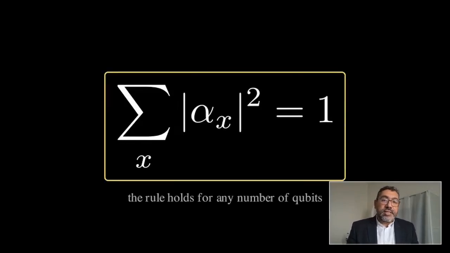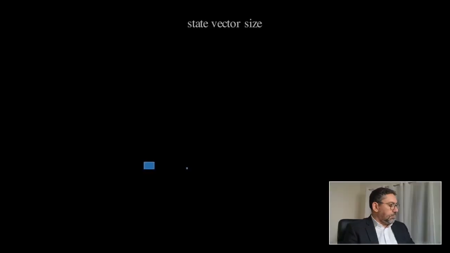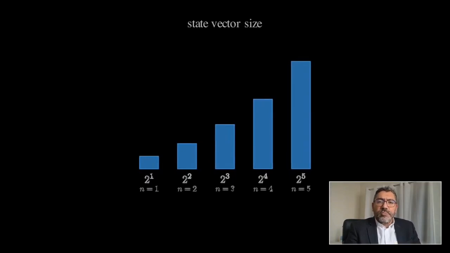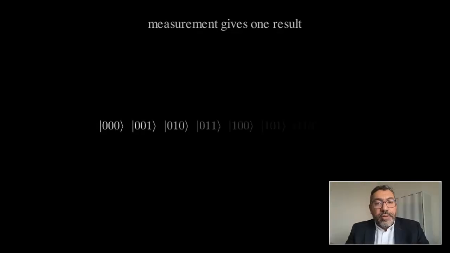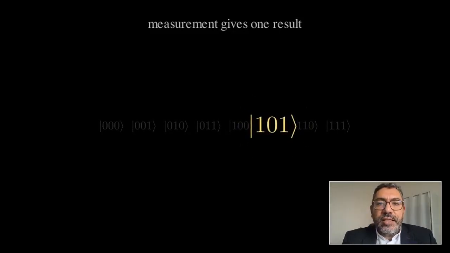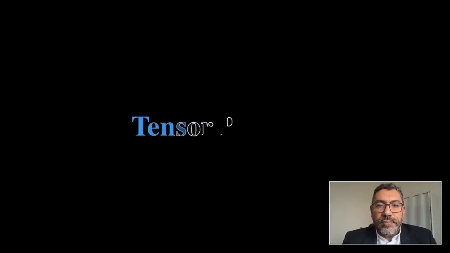And the rule is still the same. All probability values must add up to 1. This is the mathematical reason quantum states become very large very quickly. But remember, this does not mean we can simply read all values at once. Measurement still gives one final result.